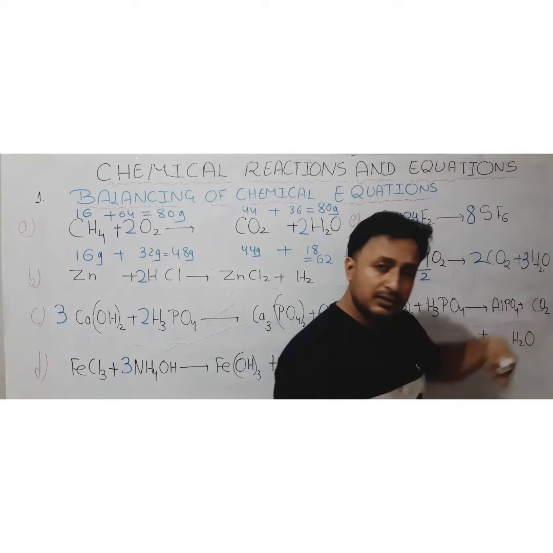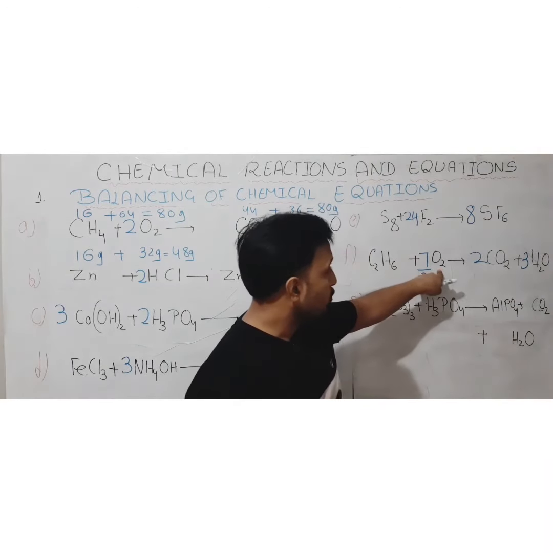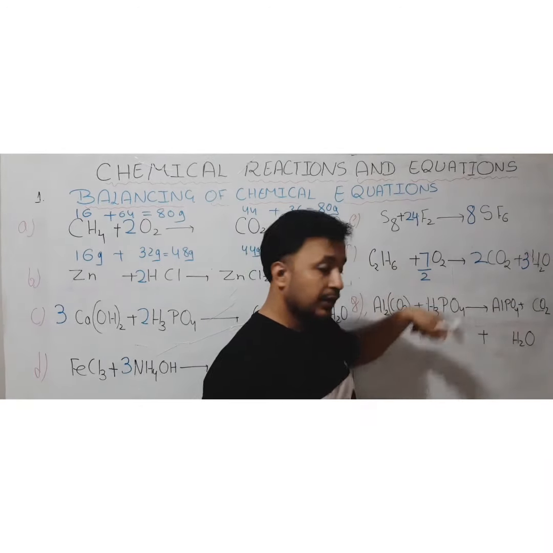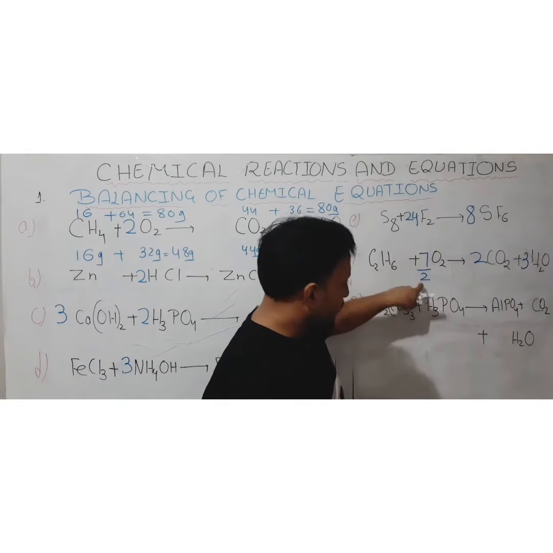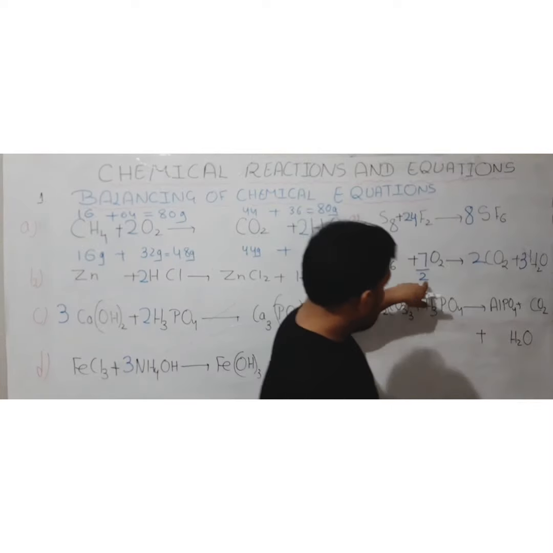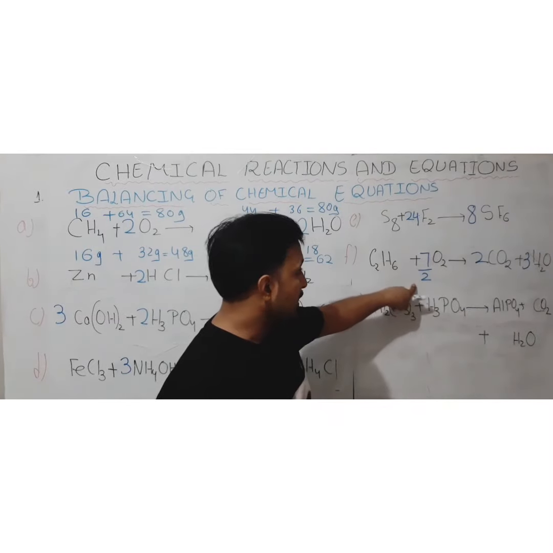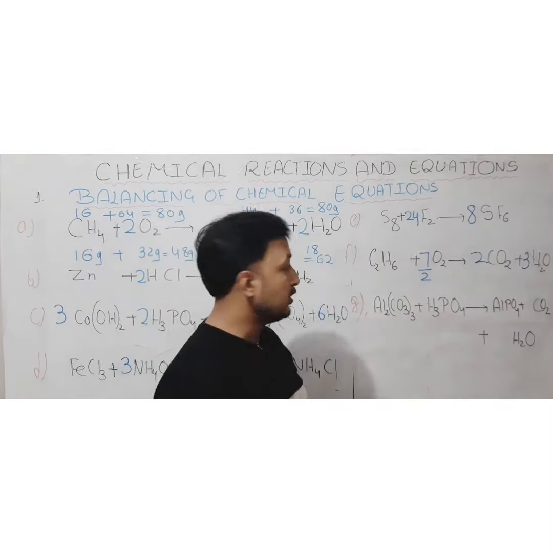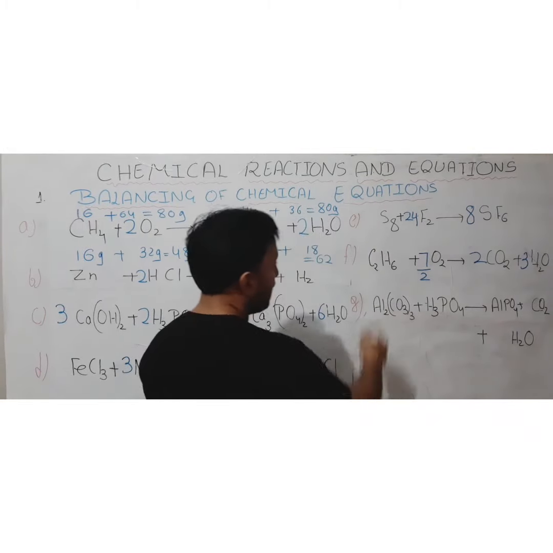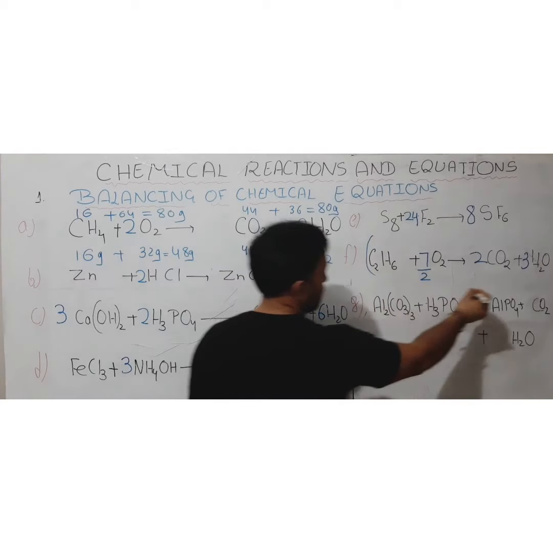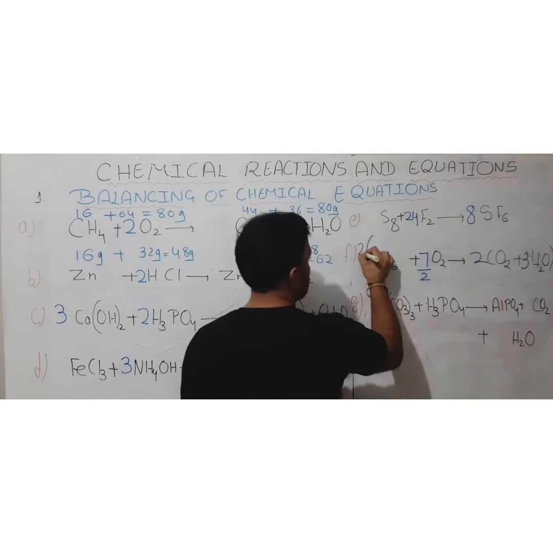We have found that oxygen is 7 here. So how to make this O2 into 7, or the even number into the odd number? We have used a fractional form. When we use fractional form, we cannot write it, so we have to remove this denominator. For that, we have to multiply the whole equation with such a value so that it can be cancelled easily. Okay, so we multiply the whole equation with 2.